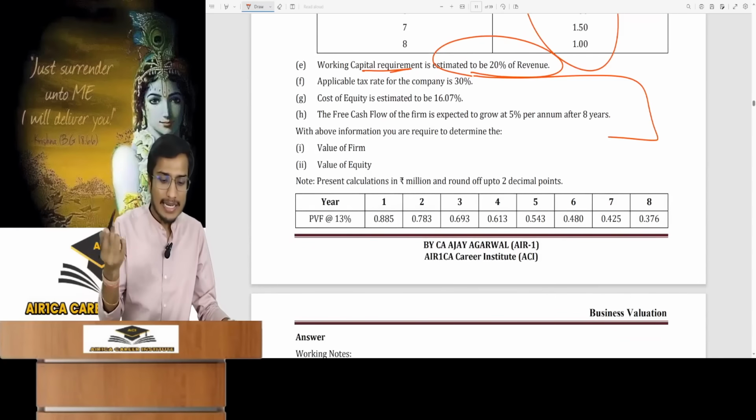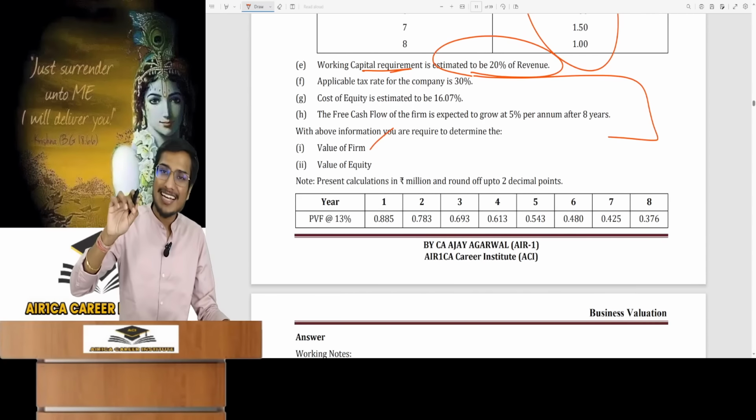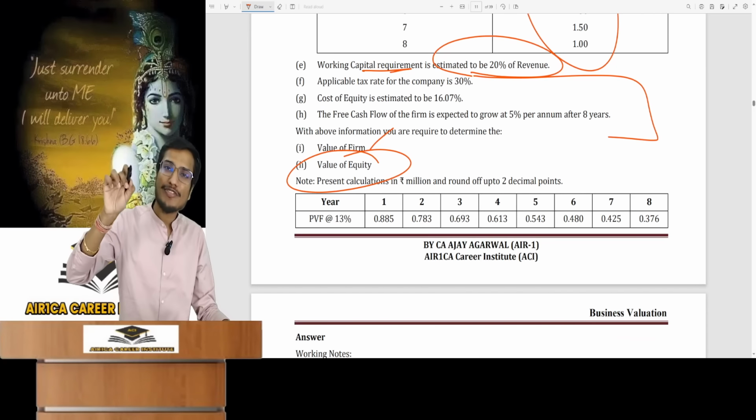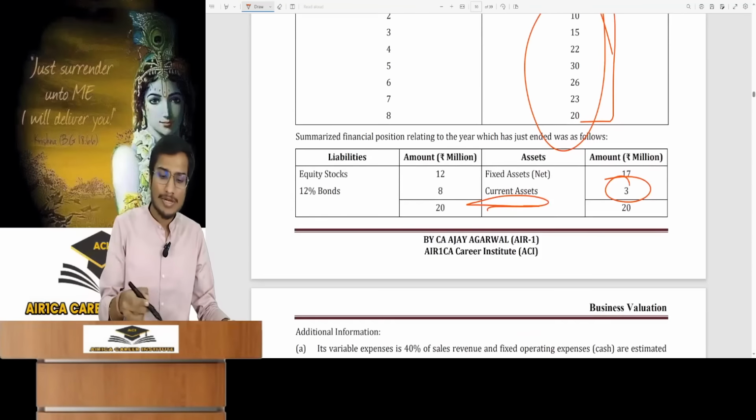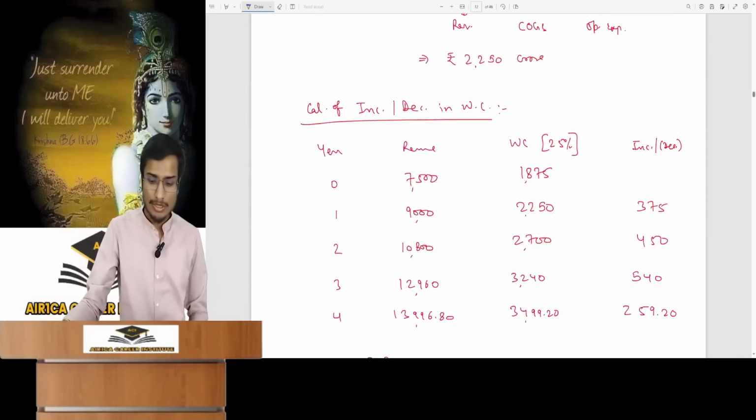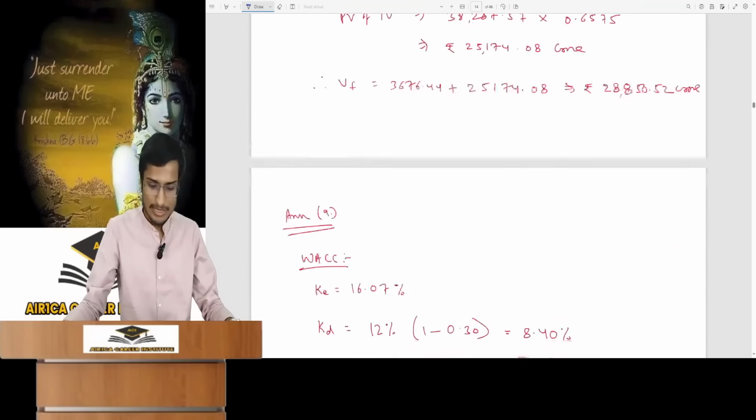With the rest of the data, you will get the value of the firm from FCFF and then you are asked to find the value of equity. So deduct the value of debt. If there is any cash, add it. So debt is given but no cash is given, so just adjust this. And we have solved this in a very similar manner.